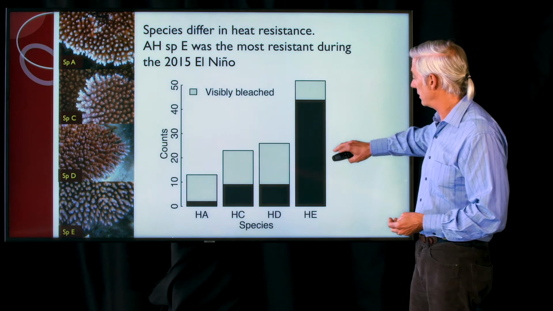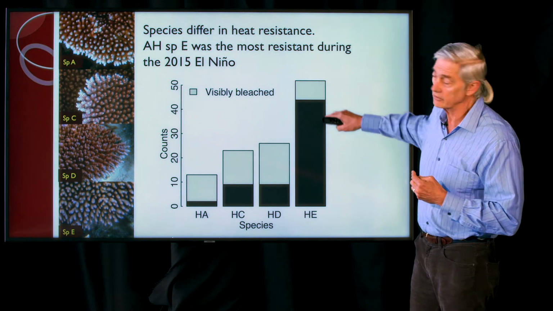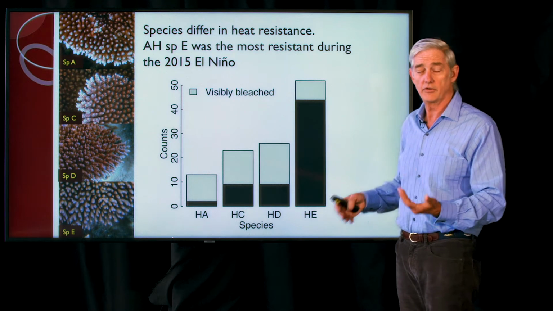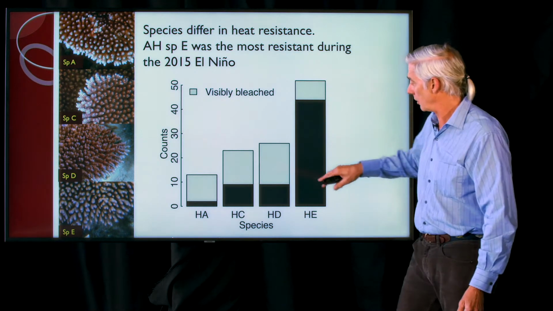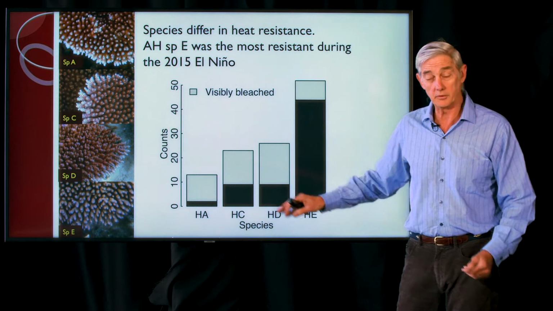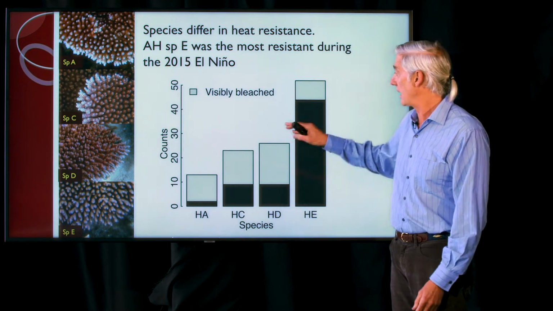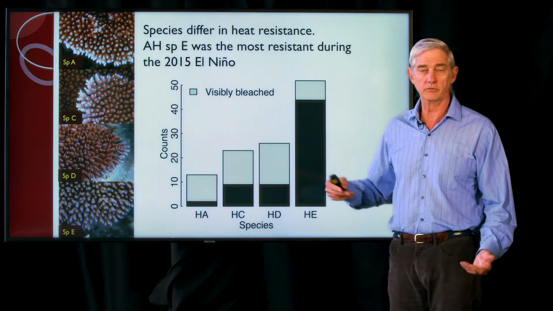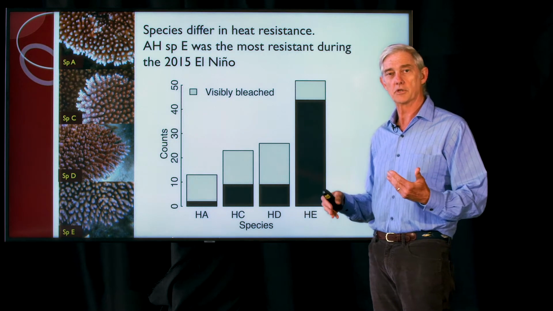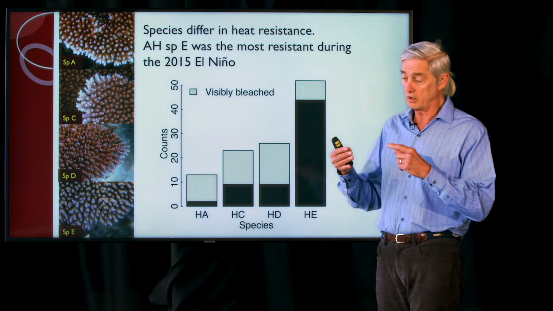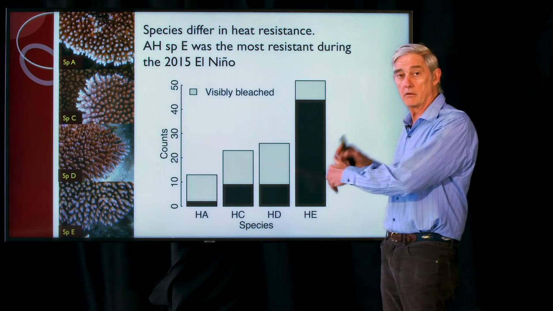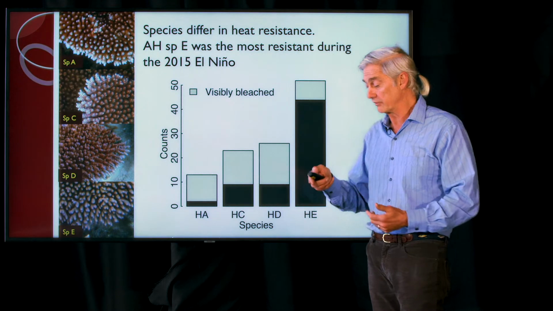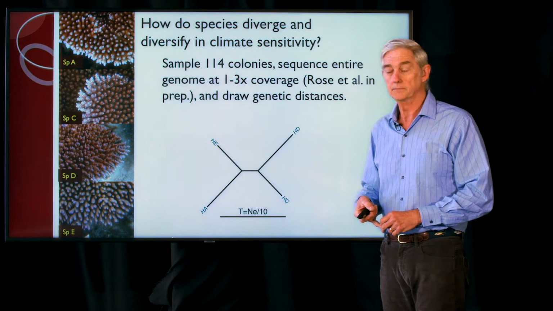And what you can see here is that species E had a very small fraction of its individuals that visibly bleached. That's just this much compared to that much. Whereas the other cryptic species in this same species complex had a much higher fraction of their colonies visibly bleached at this same particular time. So what we saw in the natural environment and in the experiments is also seen when we have these extreme events, these bleaching events that come sweeping through.